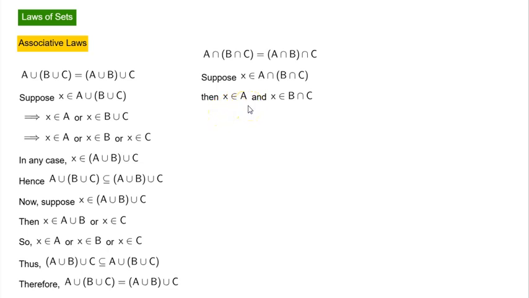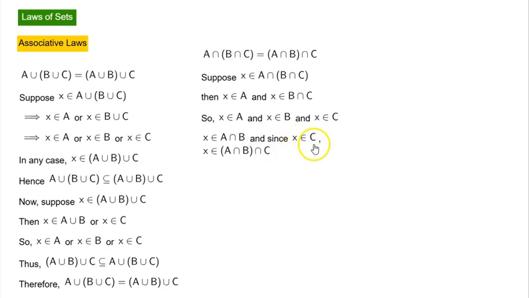Then X is in A and X is in B intersection C. Now, if X is in B intersection C, then X is in B and X is in C. That means X is in A, B and C. So X is in A intersection B, and since X is in C, X is in (A intersection B) intersection C. Therefore, A intersection (B intersection C) is a subset of (A intersection B) intersection C.